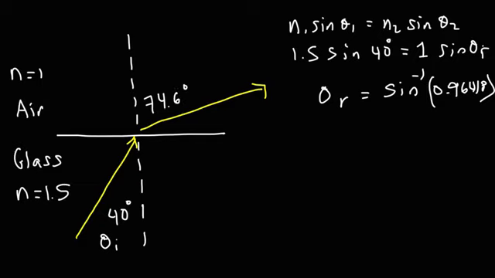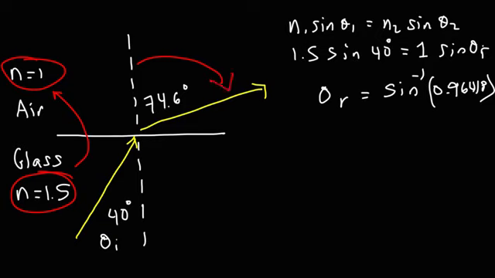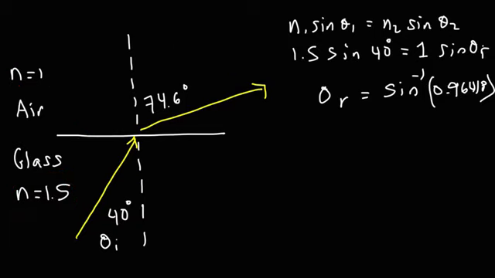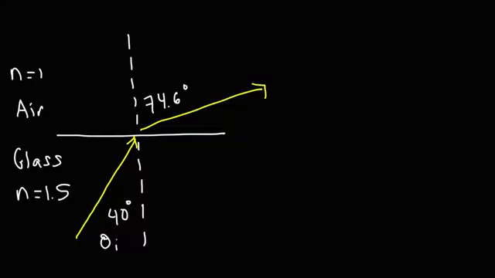So when light moves from a material with a high index of refraction to a material with a low index of refraction, the light ray bends away from the normal line. Now there's something interesting that's about to happen here. Notice what's going to happen if we increase the angle of incidence. If we increase it, the ray is going to bend even further.